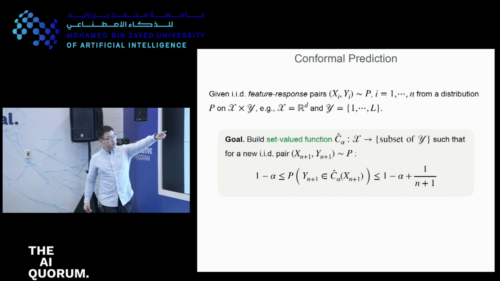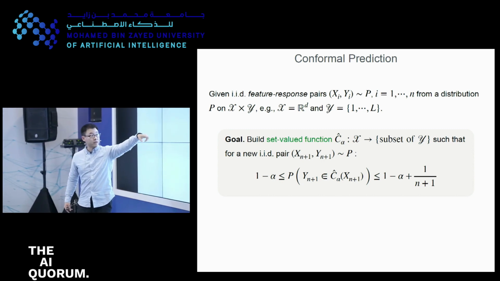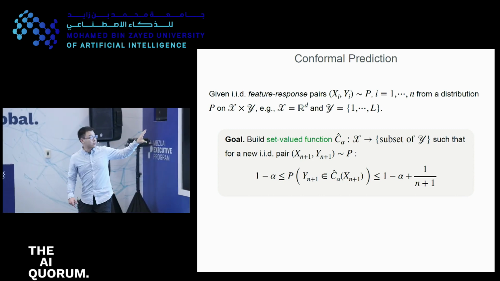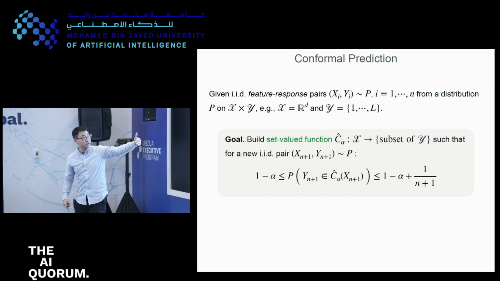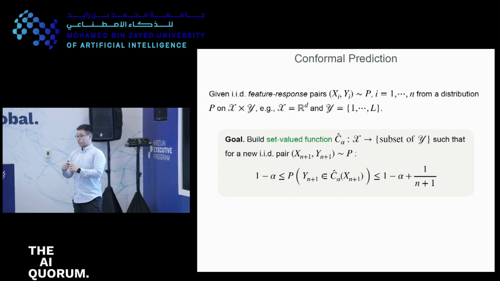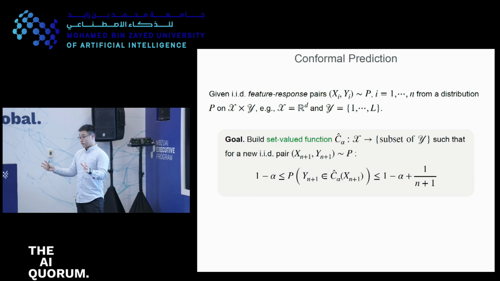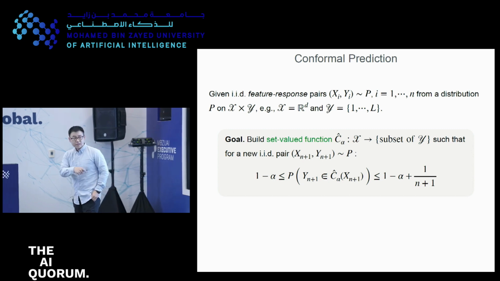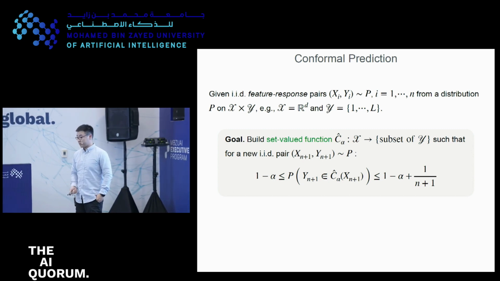Then suppose you have a reasonably large number of calibration data points. Suppose small n is 1,000. Then by learning or constructing this C hat alpha, you can get a pretty good calibrated predictor, such that with high probability you will provide a prediction set, and the actual label belongs to this set. So that is what conformal prediction can do.